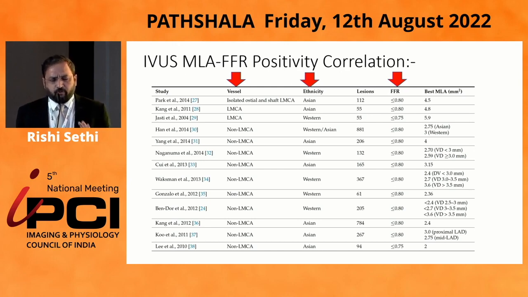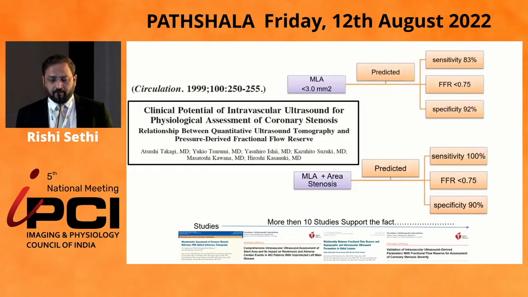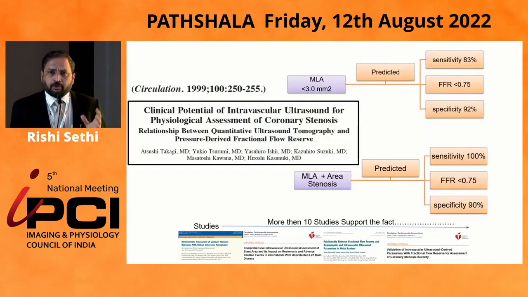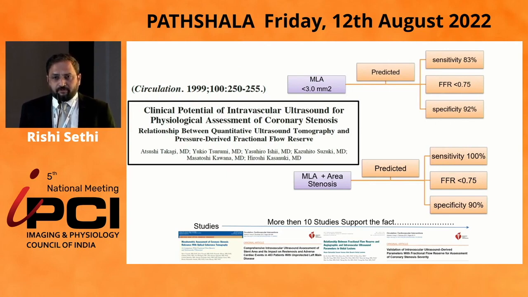But overall, given the summation of all the data for the left main disease, that mean MLA cutoff comes out to be somewhere between 4.5 and 6 millimeters square. For Asians, it's predominantly hovering around 4.5, and for the Western counterparts, around 6 millimeters square. That relates to FFR positivity. For non-left main diseases, it is hovering somewhere between 2 to 4 millimeters square in various studies.